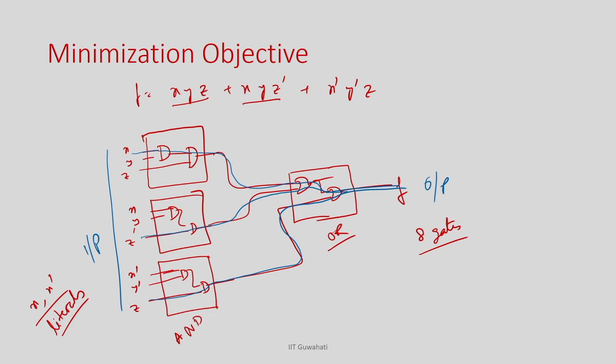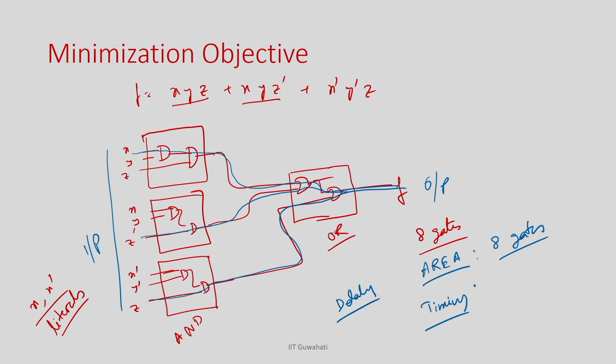So there are two parameters when we design a circuit. One is area, where we have talked about that if you assume that all two-input gates take an equal amount of area, then there are 8 gates, so the area corresponds to 8 gates. The other one is the timing, which is basically determined by the delay.